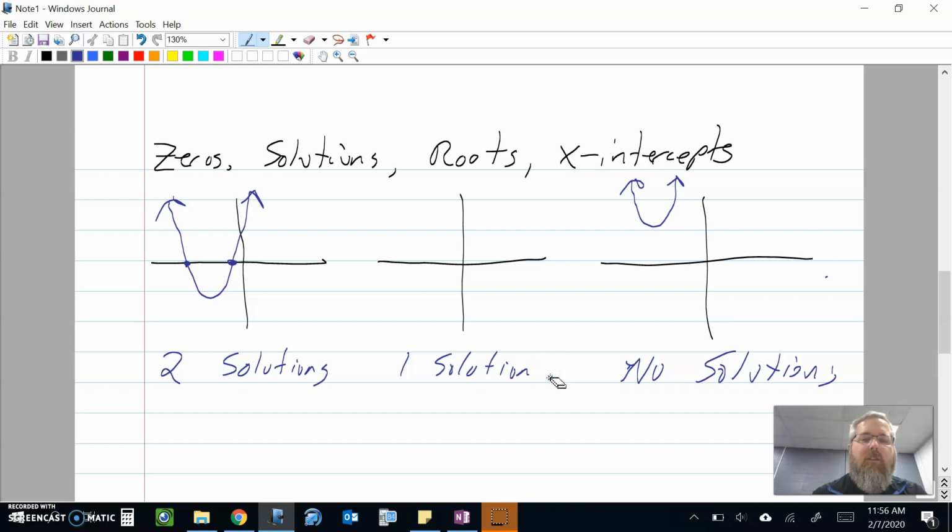What would one solution look like? Well, check this out. It would come down. It would hit the x-axis at the vertex and bounce up and continue back up. This has one solution. This has 2 solutions. And this one here has 0 solutions.